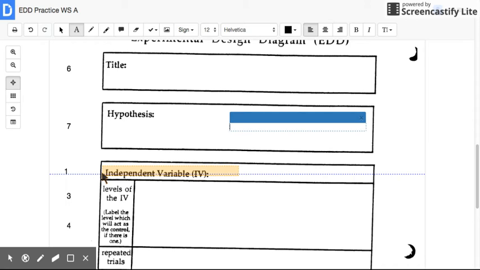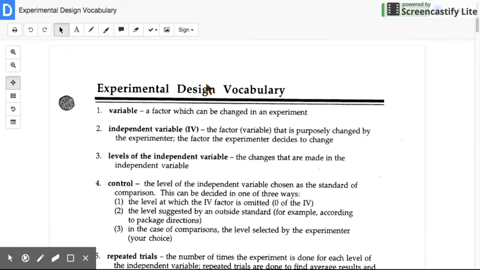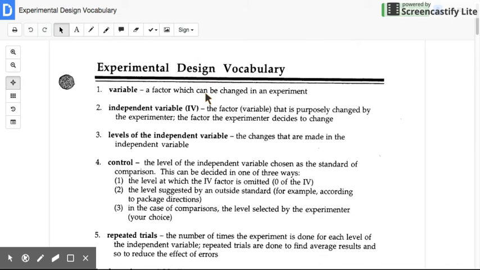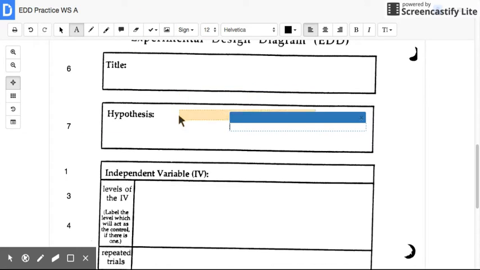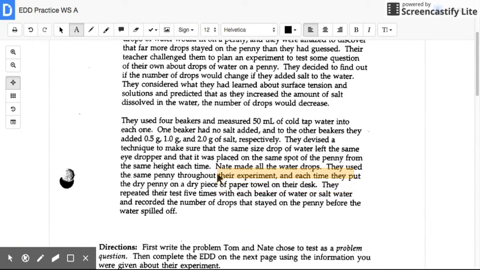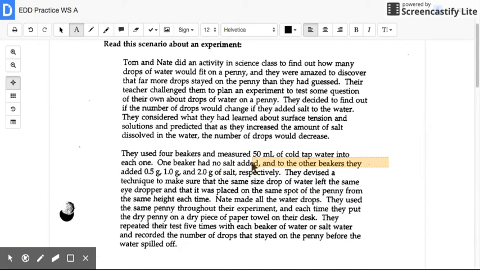Now, if you come to a definition or a word that you're not sure of, you'll need to check your experimental design vocabulary, which is page 1 of your notebook, and you will be able to find different definitions like independent variable. It's the factor or variable that is purposely changed by the experimenter. It's the factor the experimenter decides to change. So if we head back to our EDD, that means we have to decide what we're going to put in here. Well, what I need for you to do now is to read this scenario.